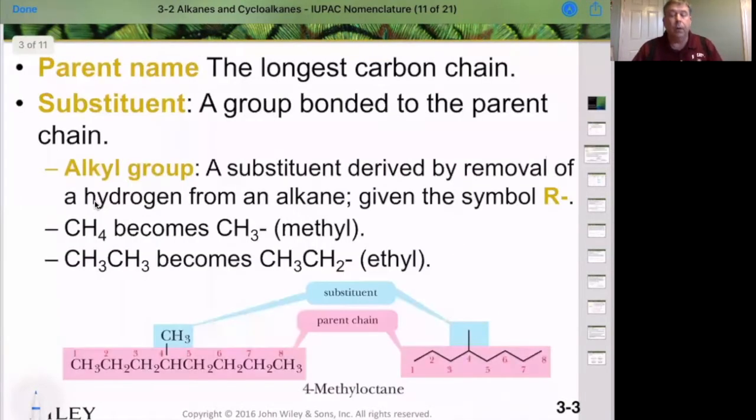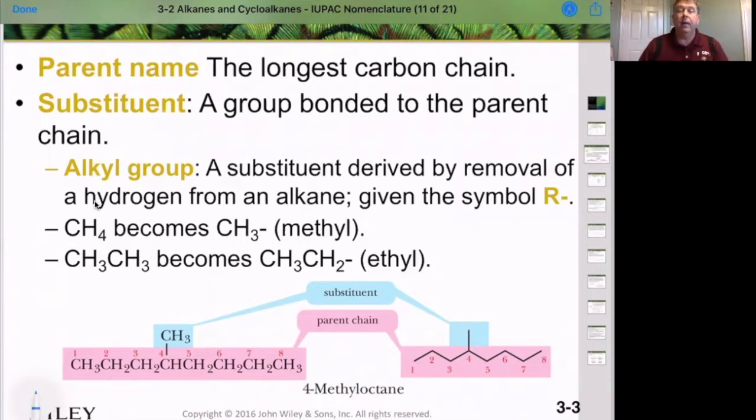Okay, so there are several rules we must follow, and as we go through this, we're going to start with 7 simple rules, and then we're going to keep adding to them as we add functionality, as we add a double bond, as we add a triple bond, as we add an alcohol. But we're going to use the same step method, starting with the parent name. The parent name is the longest carbon chain.